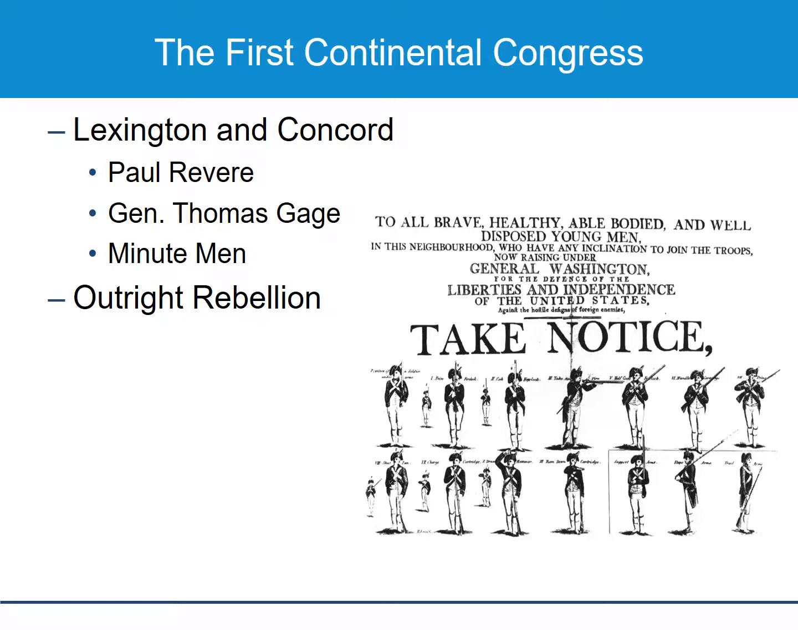Even though for the first year, this is in 1775, for the first year the colonists are fighting for their rights as Englishmen, there's really no going back to just boycotting after you've had this fight and blood has been shed.